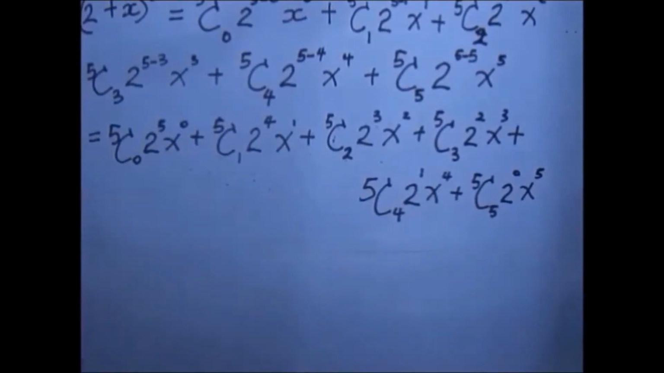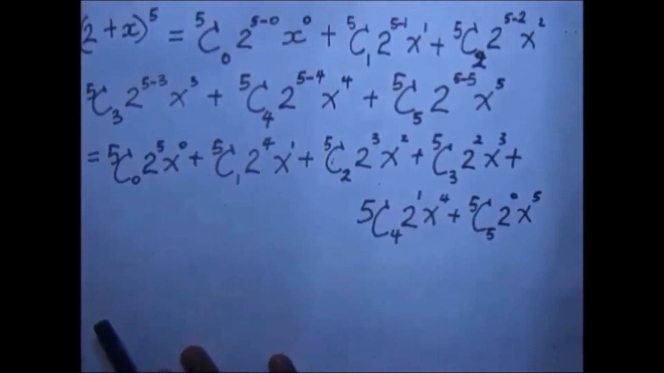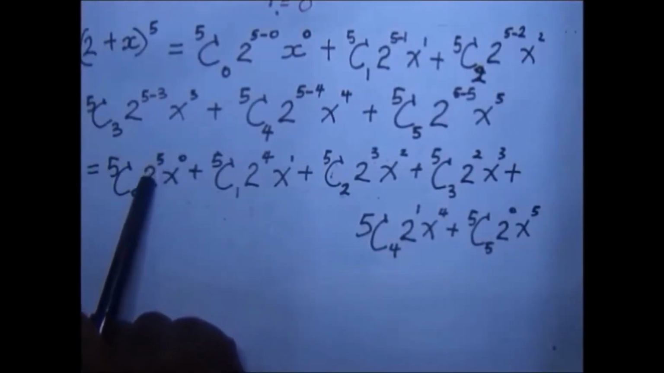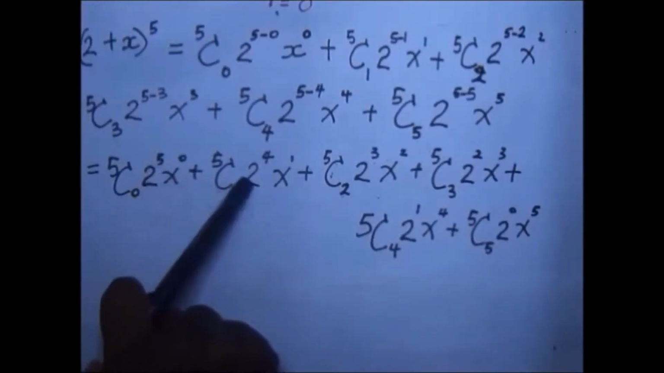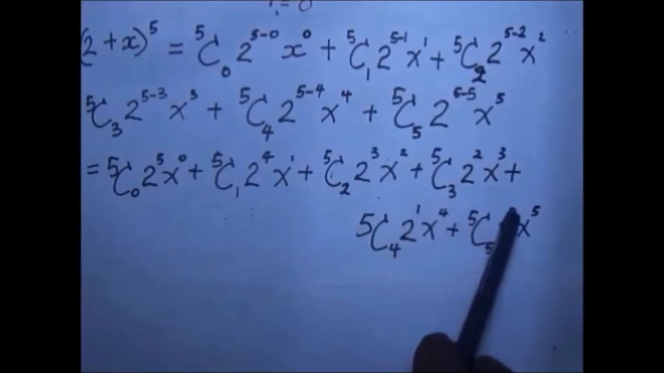Now if you take note, the first term is 2, and the power of 2 goes on decreasing: 5, 4, 3, 2, 1, 0.